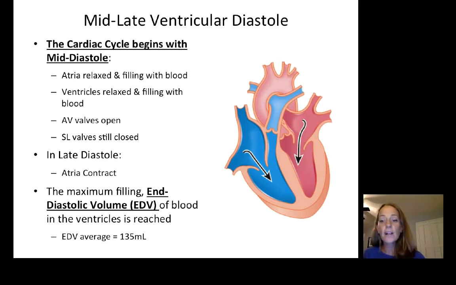So we're very close to our maximum fill, and then the atria pump as much from the atria to the ventricles as they can. The average volume at the end of this phase is about 135 milliliters, but we will talk about some variations on these numbers and what happens when end diastolic volume changes. So this is your EDV, or your end diastolic volume. This is the maximum fill of the ventricles.